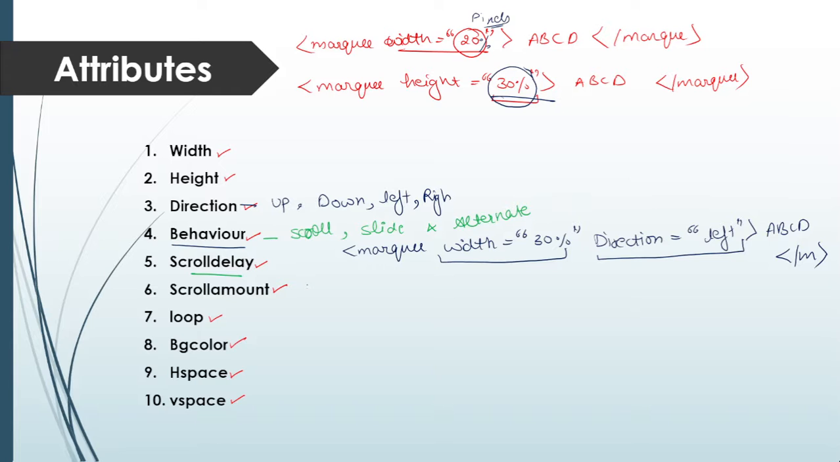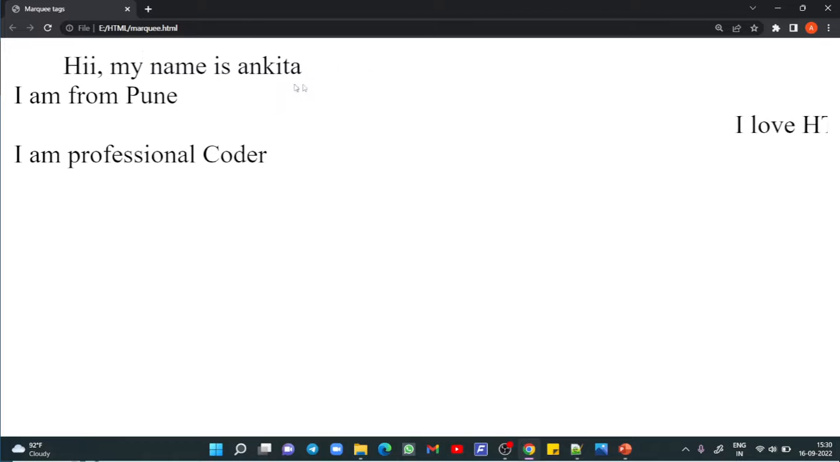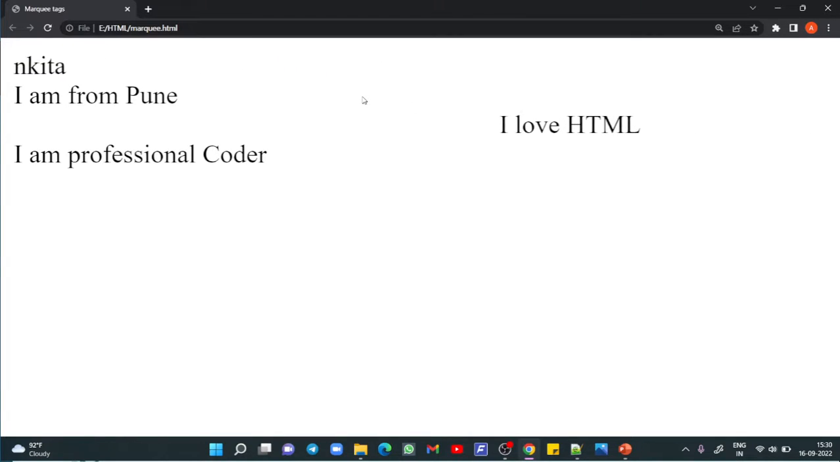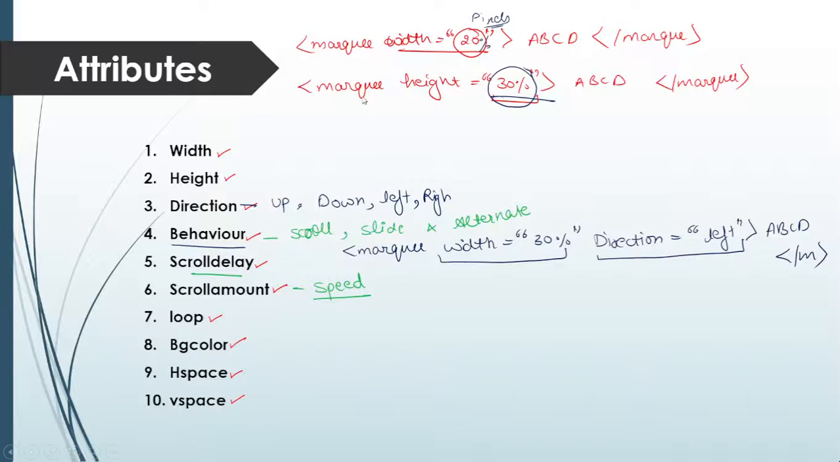This specifies the speed of Marquee text. If I want to increase or decrease the speed of this particular running text, then we can use scroll amount here. Okay, this is a statement without space, scroll delay and scroll amount.